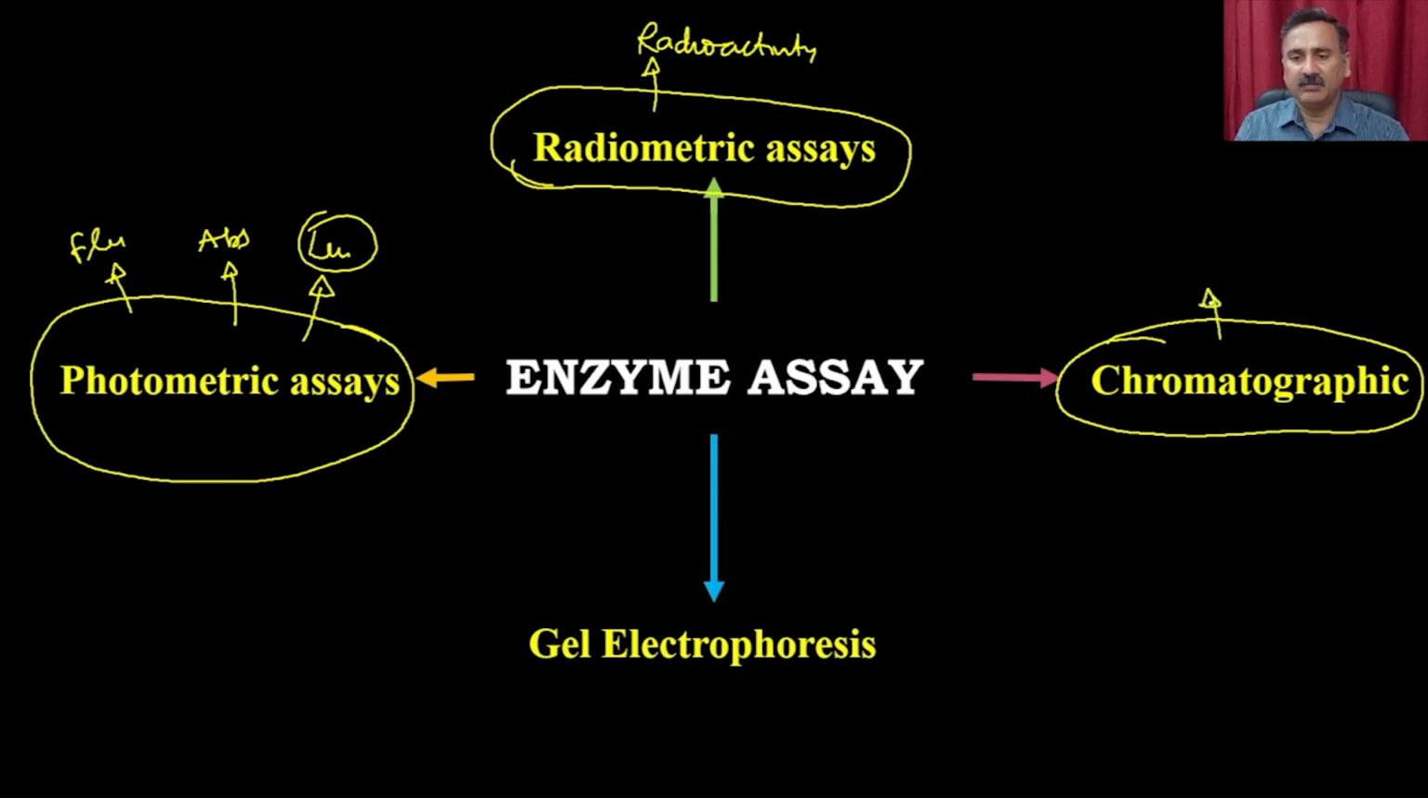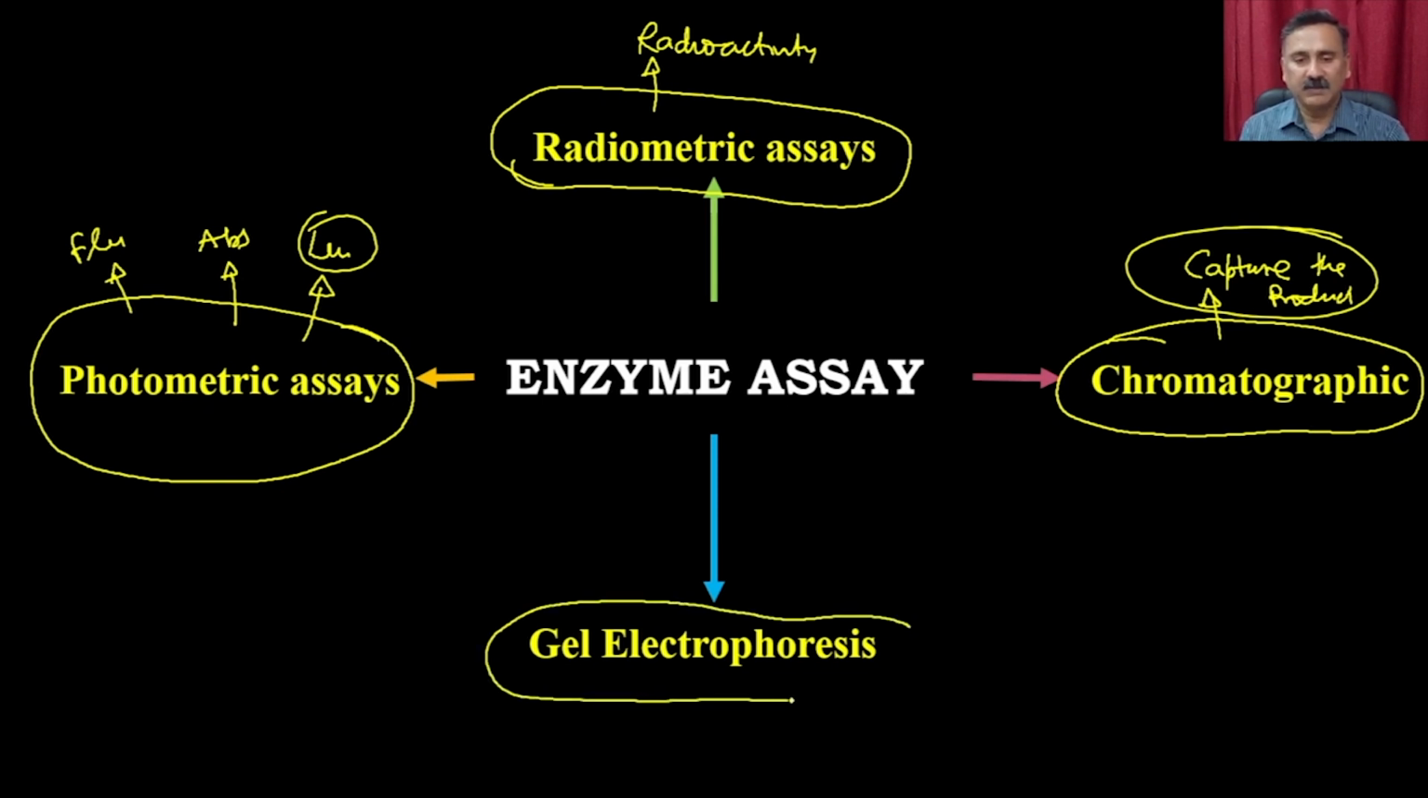And here you can capture the substrate or the product, right? And you can measure that with the help of either the radiometric assays or the photometric assays. And then you can also have gel electrophoresis. So you can visualize the product on the electrophoretic gel, and that you can also use for measuring the enzyme activity or enzyme assays.